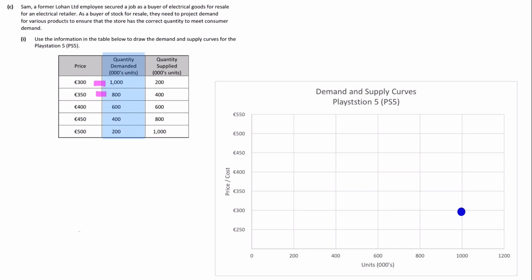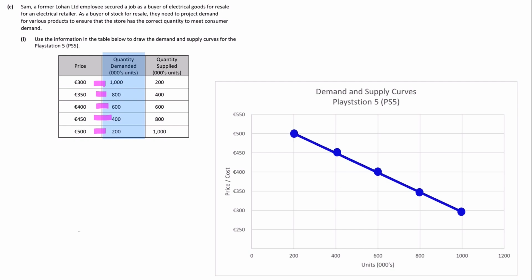Then you can see when the price is 350, the quantity demanded is 800. So you can see going across, 350 is the price, going down, 800 is the units. At €400, the quantity demanded is 600. You can see going across, €400 is the price, and going down is the units. Then we've got 450. When it's €450, the amount demanded is 400. And then when the price is 500, the quantity demanded is 200.